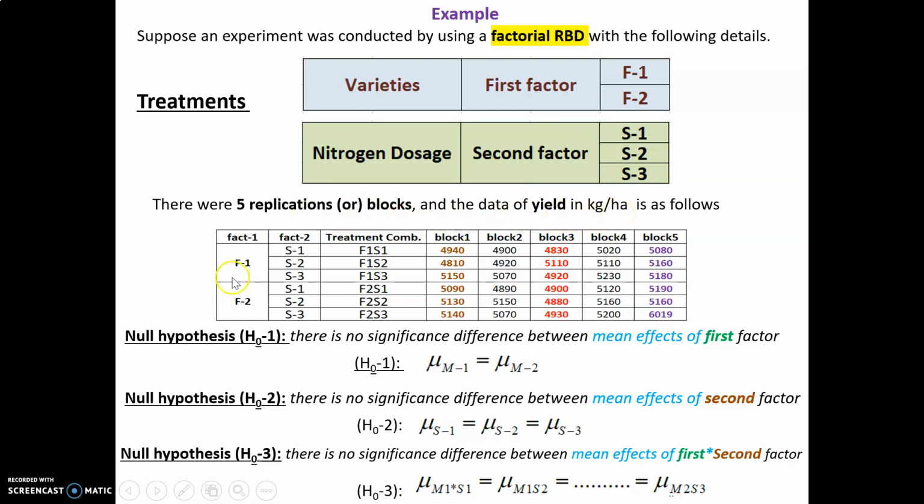As I already told, for factorial RBD or CRD, in a two-factor situation, three major sources of variation are there. The first one is related to the first factor, the second one is related to the second factor, and the third one is related to the interaction of the first and second factor. These only have to be taken as null hypotheses.